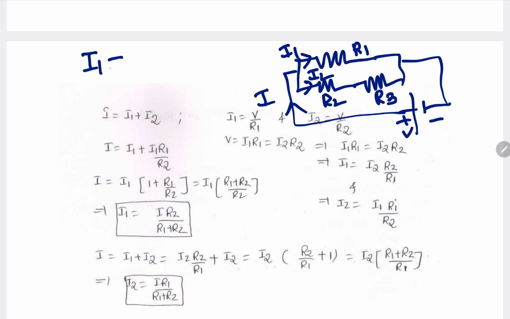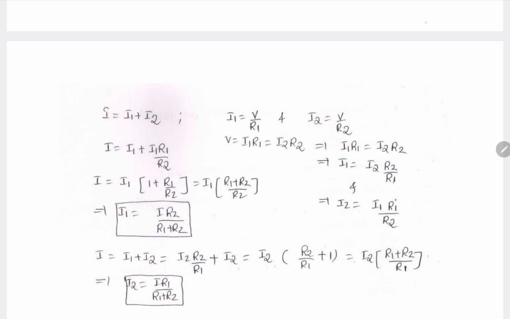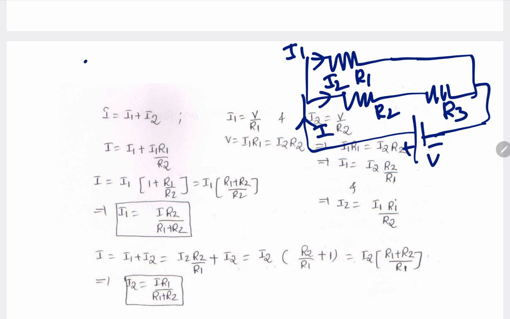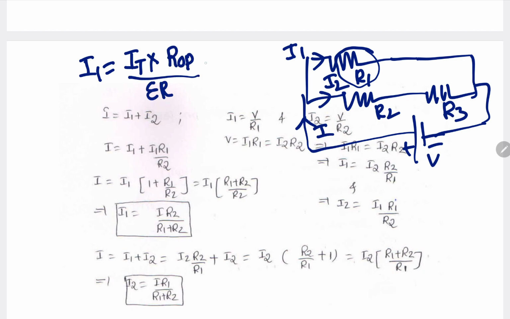I want to find out the I1 value. I1 is nothing but the current through R1. So what is the formula? First the total current will come, so total current into opposite parallel branch resistance divided by the sum of resistances. What is the total current for I1? From where is I1 coming? I1 is coming from I. So total current is I into opposite resistance. We are finding the current through R1.